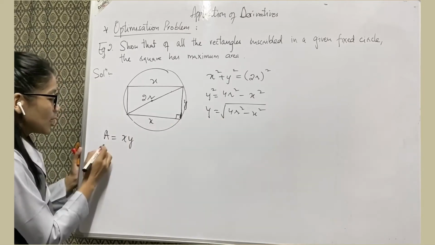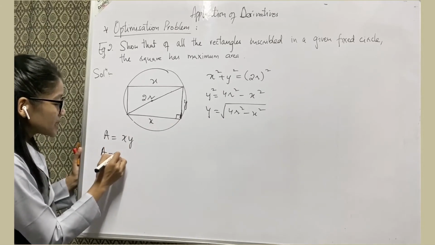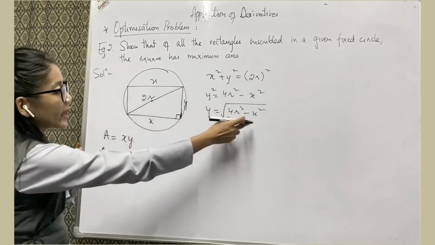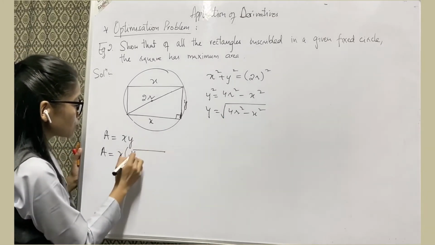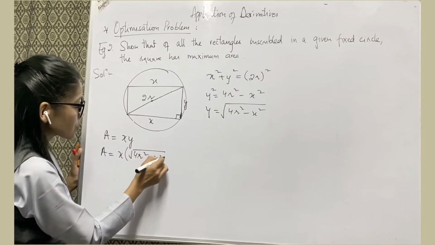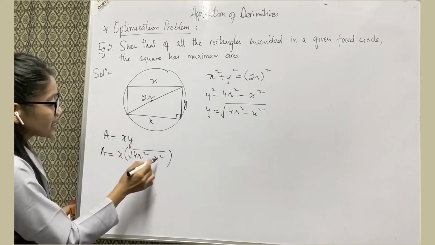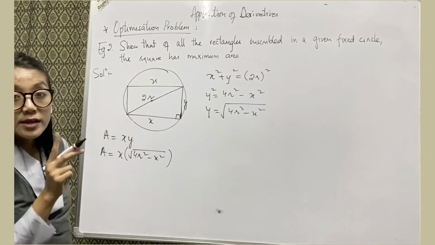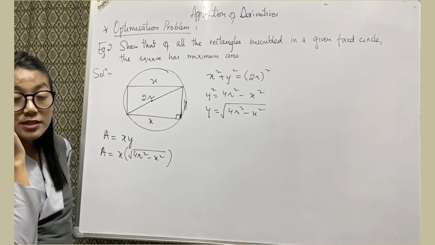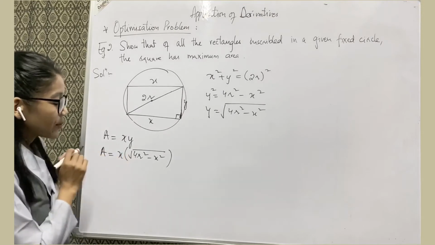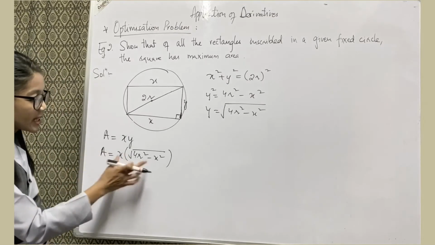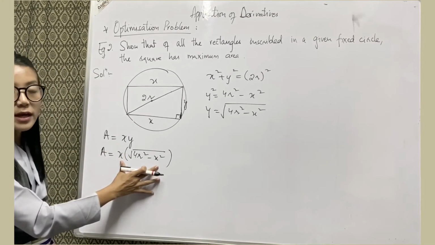Taking this, A is equal to x into, instead of y, I will write the square root of 4r square minus x square. One thing: x is the variable, r is not a variable, r is constant. It is the radius of the circle which is given. So now I have expressed area in terms of the variable x.